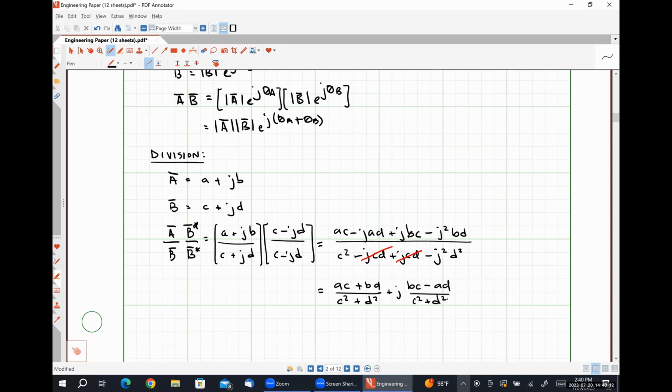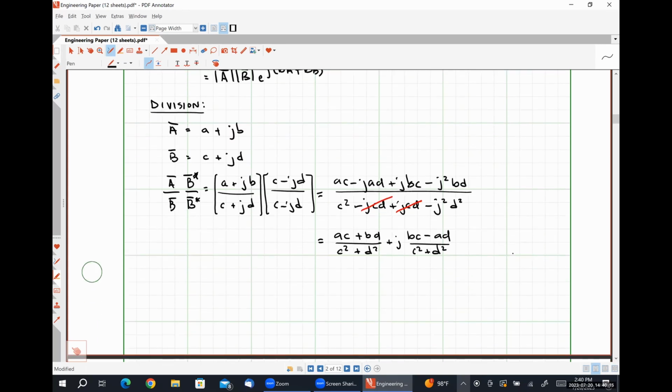Another thing that we can notice really quickly here is that when I had B times B conjugate, the result was C squared plus D squared. This is nothing more than the magnitude of B squared, because the magnitude of B would have been the square root of C squared plus D squared. Okay. So that's another identity that we're going to wind up using later on. Anytime we multiply a number by its complex conjugate, the result is simply the square of the magnitude. All right.